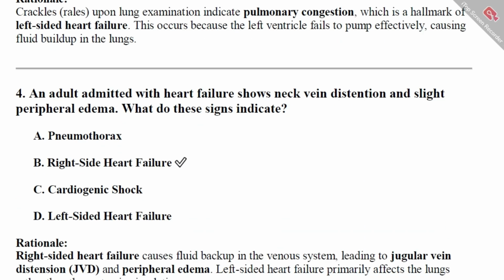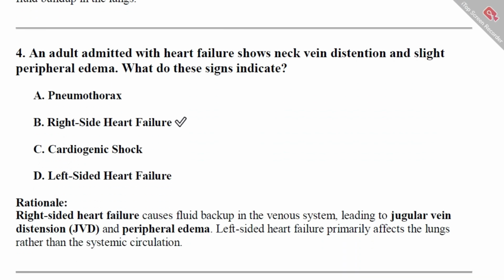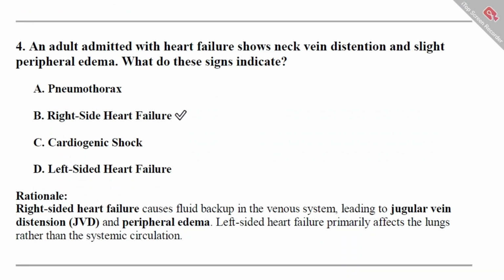Question number 4. An adult admitted with heart failure shows neck vein distension and slight peripheral edema. What do these signs indicate? Option A, pneumothorax; B, right-sided heart failure; C, cardiogenic shock; D, left-sided heart failure. The correct option is option B, and why?